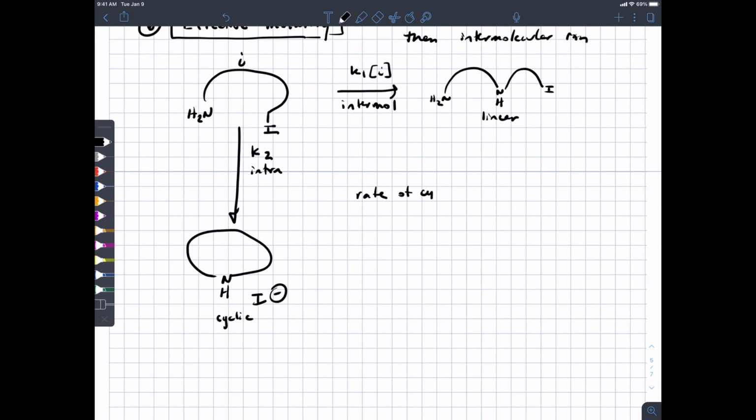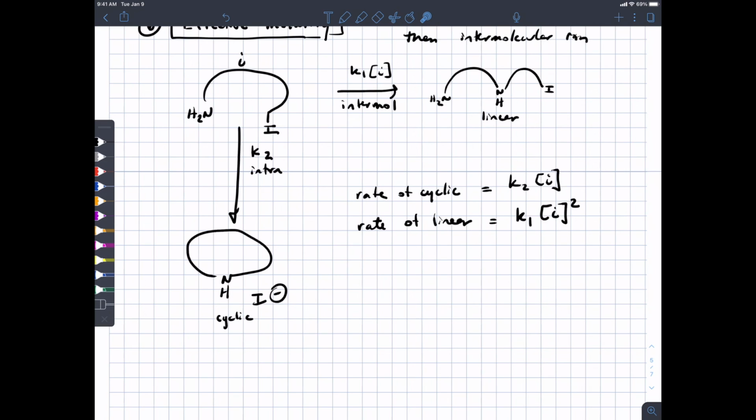The rate of the cyclic form should be rate constant K2 times the concentration of I. In contrast, the rate of the linear form, at least that first step, should be K1, but it should be related to the square of the concentration of I, because you need two of those in the reaction step, not just one. So you can see that the linear reaction will depend a lot on the concentration, and the cyclic reaction will depend a lot less on the concentration.